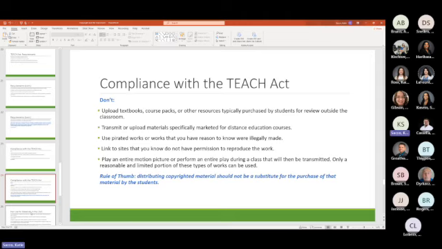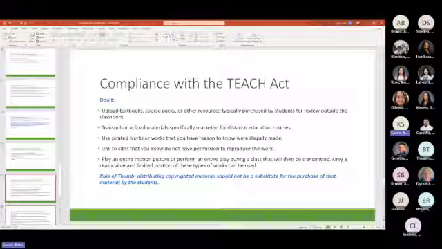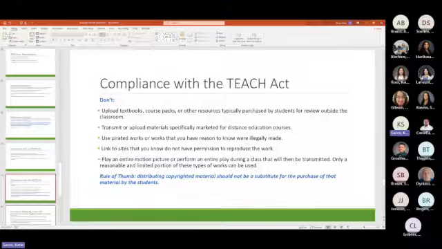That actually could get you into some sort of trouble. So make sure that you have permission to link to the stuff that you're linking to. And don't play an entire motion picture or perform an entire play during class that will be transmitted. So the rule of thumb is don't distribute copyrighted material that's used as a substitute for the purchase of that material by students.